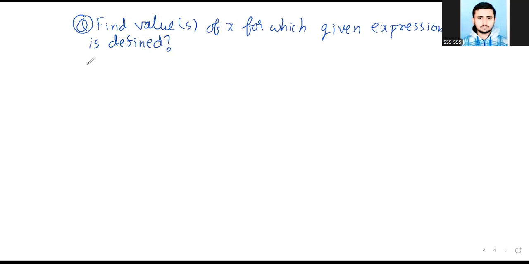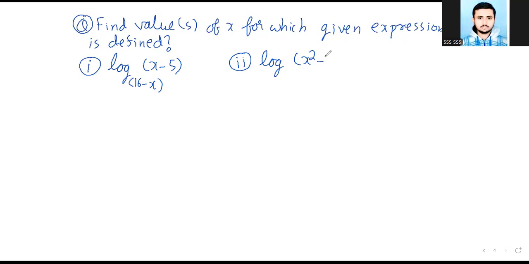All right, so let's start. The first question is log of (x minus 5) upon (16 minus x). The second question is log of x squared minus 3x plus 2, base 10. So let's start both of them.